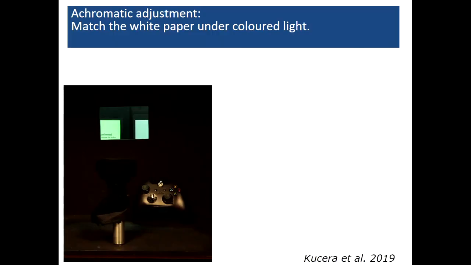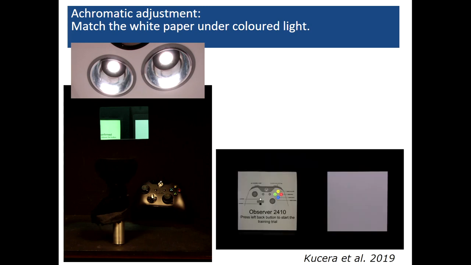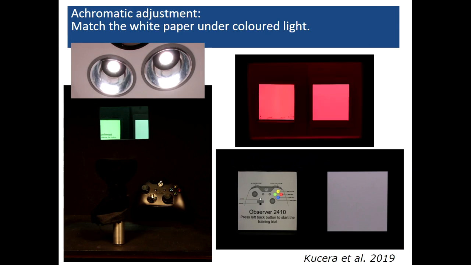To get at what people are actually seeing when they're seeing white surfaces under colored lights, Jan Kuchera in my lab has recently done a set of experiments in which he had people view a piece of white paper shown here. Again, this is in a box illuminated by tunable lights, and they have to match the color of that white paper with the color of a tablet. This is a view of a tablet also in the box. The instructions appear on the tablet screen, and they have to make the color of the tablet screen match the color of the white paper under different colored illuminations.